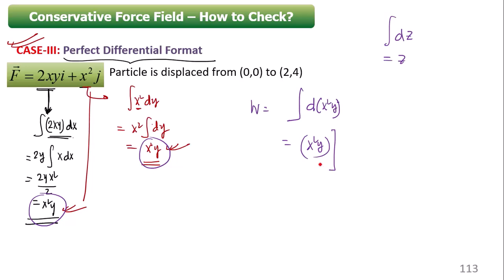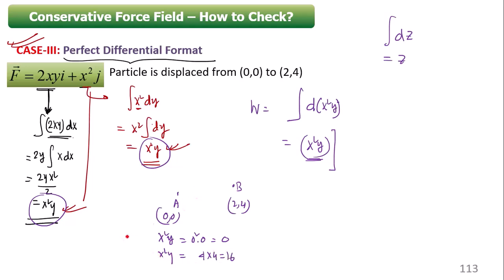Now what is the limit? You have to put the limits on x square y. Initially point A and point B: x is 0 to 2 and y is 0 to 4. So what is the x square y value initially? 0 square into y is 0. What is x square y at point B? It should be 4 into 4, that is 16.